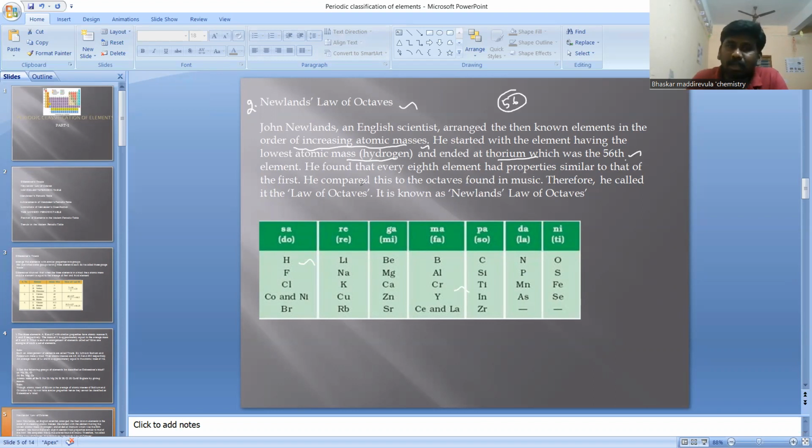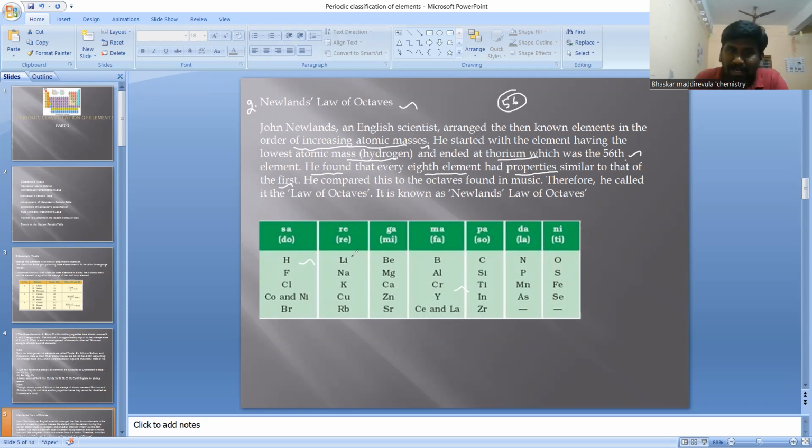Next, he found one more important feature. He found that every eighth element had a property similar to the first element. This is one of the important features of Newland's law of octaves. While arranging the elements in the increasing order of atomic mass, he found that every eighth element had properties similar to the first element.